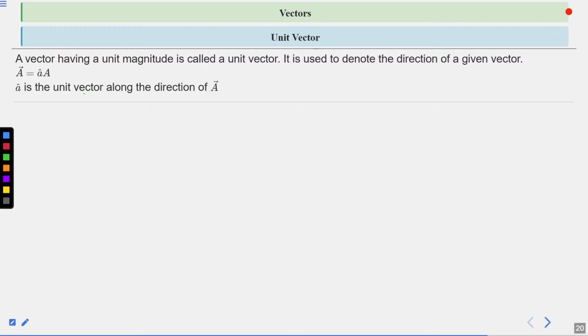A vector is the unit vector along the direction of A vector. Clear?